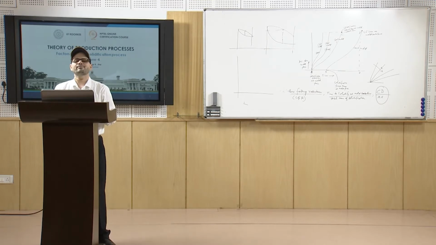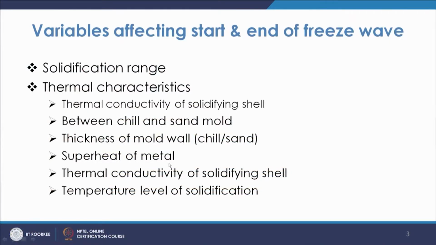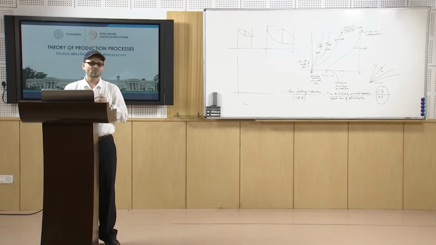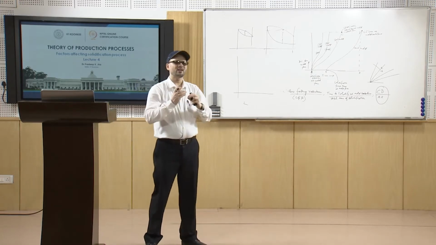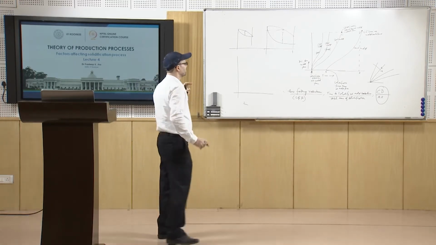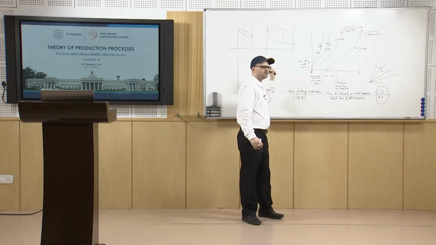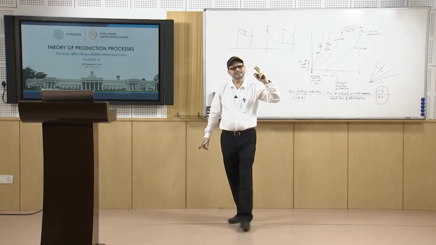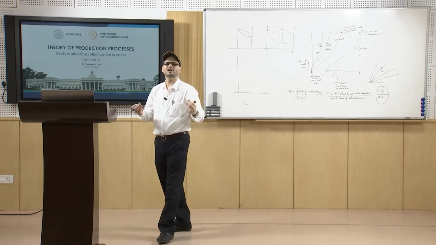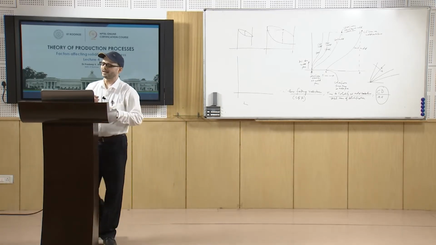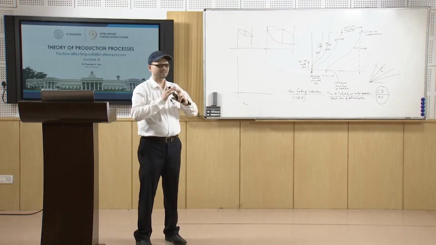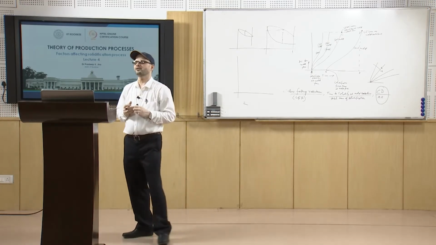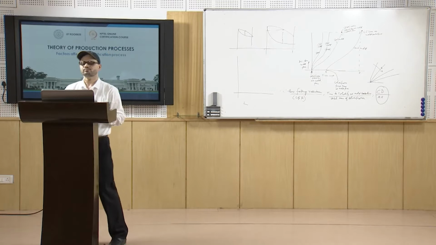Then the next point is superheat of the metal. Once you have more superheat, it will push the lines towards the right. So, in that case you will have more chances of having more CFR. It moves these lines towards the right in both the chill mold and the sand mold.